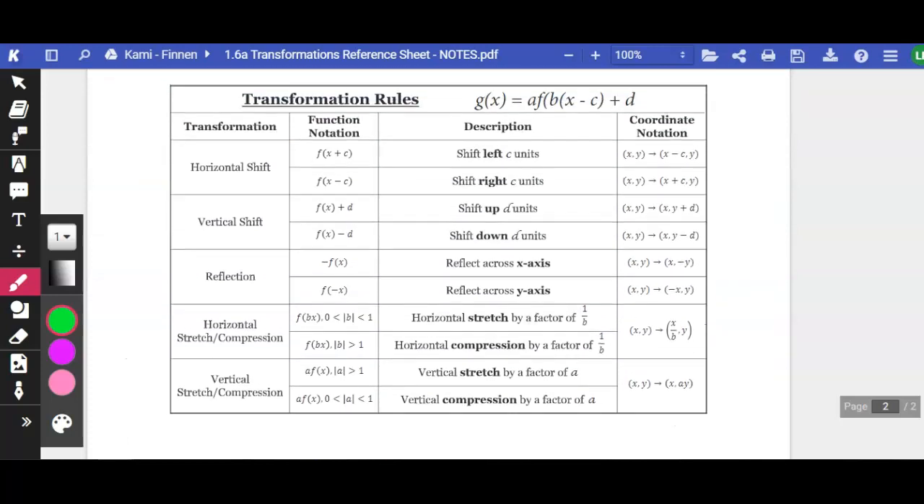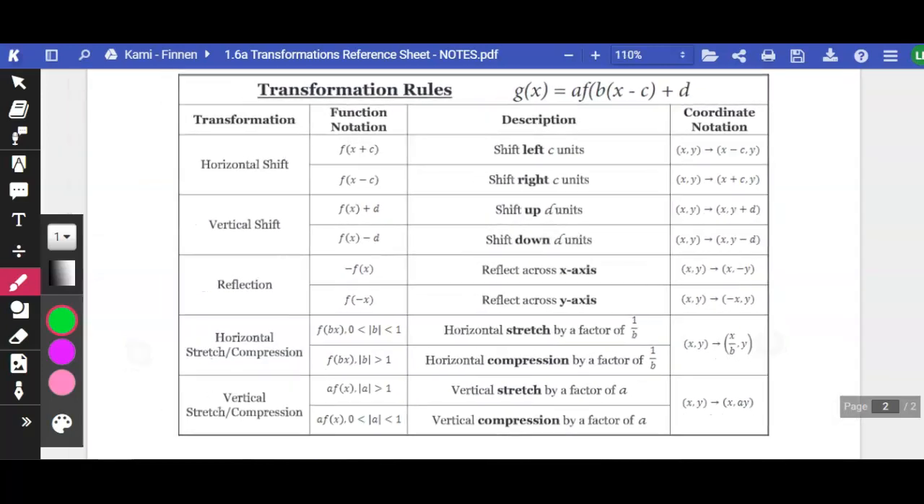And then it's on here, on these rules here. Basically, it says the same thing. I just wanted to talk through it. And I have it in function notation, then I also have it in coordinate notation, so you can think about what's happening. Remember the horizontal, if it's plus, you're going to the left. If it's minus, you're going to the right. Okay, and it's showing you what's happening over here.